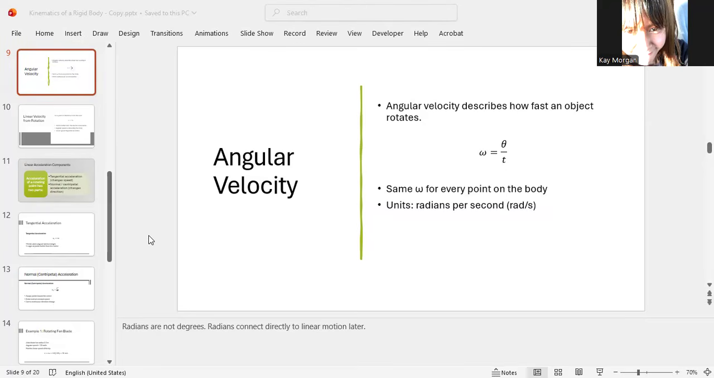Again, even though different points may move at different linear speeds, they rotate through the same angle in the same amount of time, and have the same angular velocity. So the units of angular velocity are radians per second, with time in seconds. We usually say rad per second, rad for radian, in short. We use radians instead of degrees because radians can connect directly to the linear motion later in the chapter.